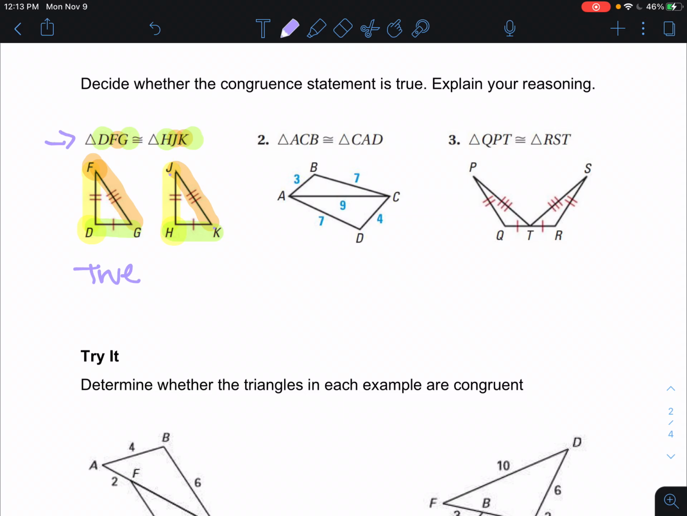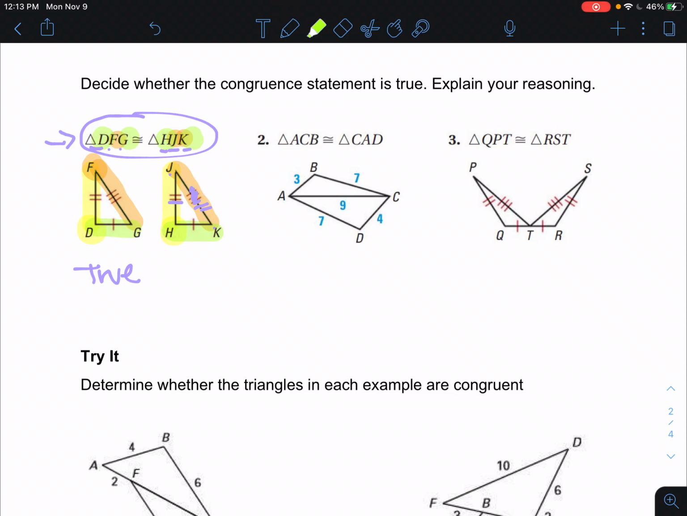Okay, it's important to do it like that because let's say I had switched. Let's say I said that this one was 3 tick marks and this one was only 2 tick marks. Yes, you can see that maybe this has 3 equal side lengths, but you need to make sure that the actual statement is true, that they're going in the correct order. We talked about those congruent statements before. We need to make sure they're going in the right order to determine whether or not they're true.